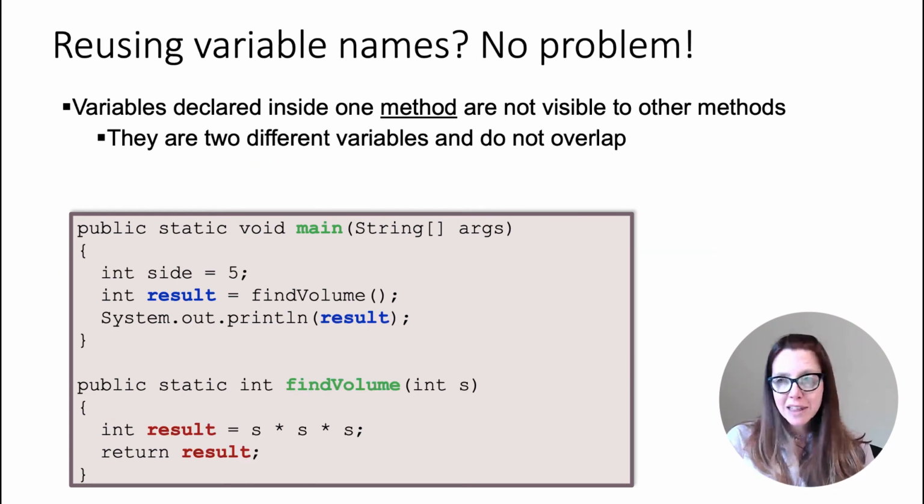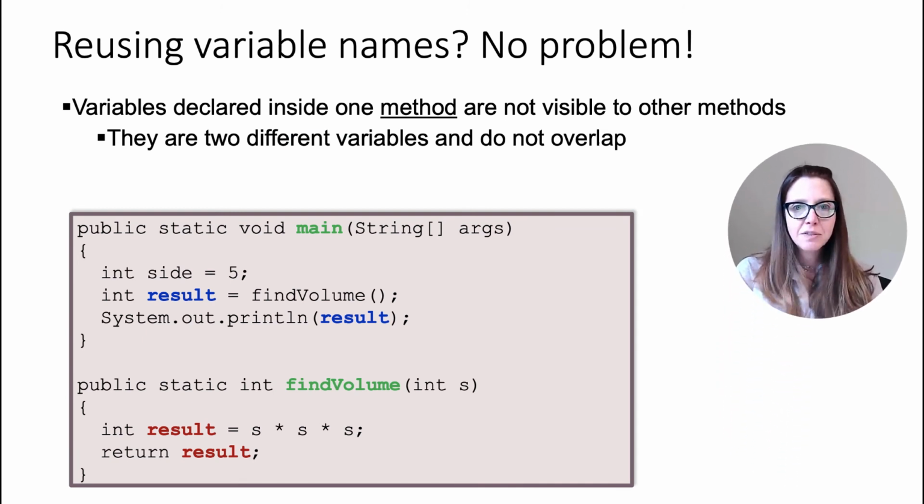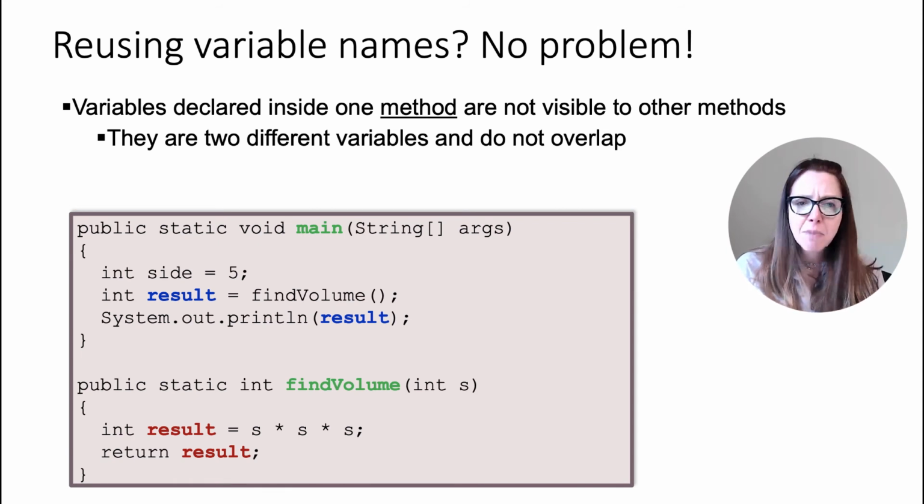We've described methods as a black box, and often we will split up work within a team of developers and have various team members work on different aspects and different methods that we require. We're not required to understand the naming conventions that they are using because the reuse of variable names is not a problem. Variables declared inside one method are not visible to other methods. They are two different variables and do not overlap.